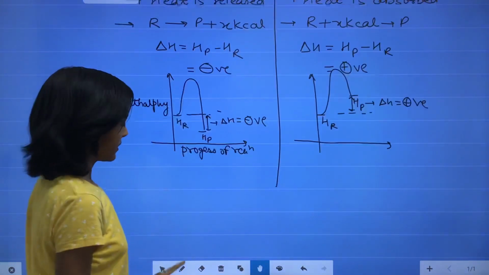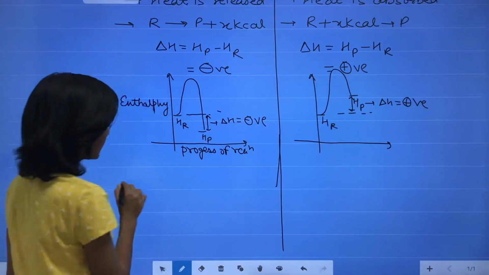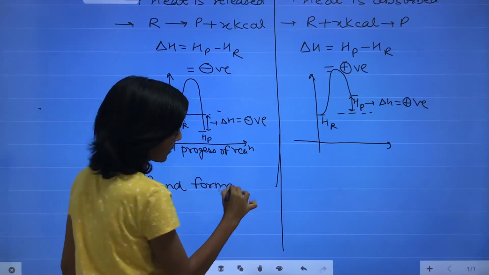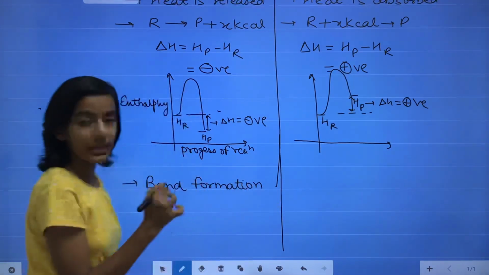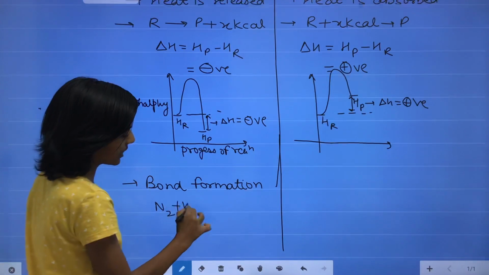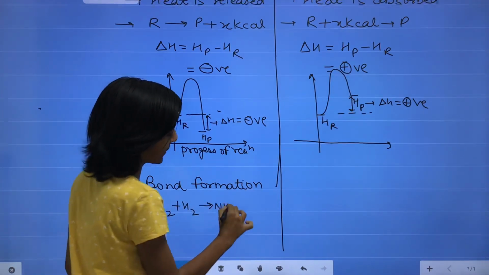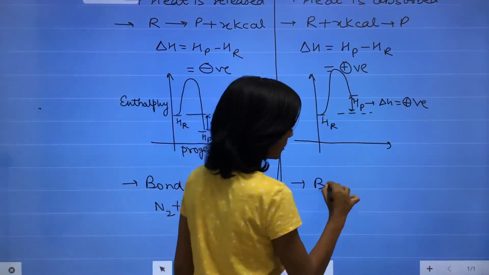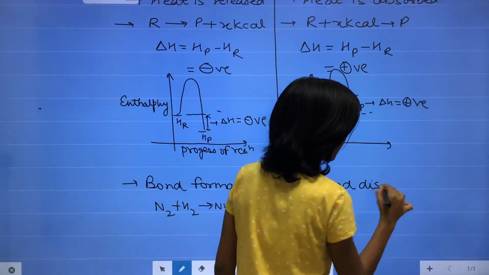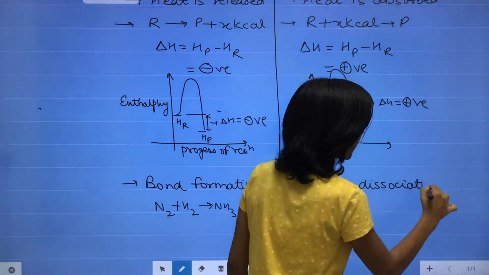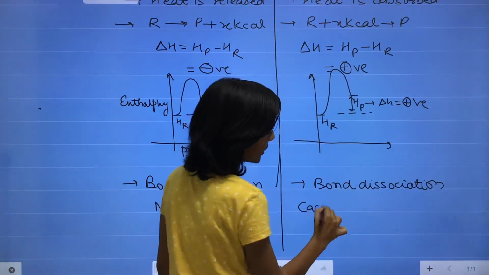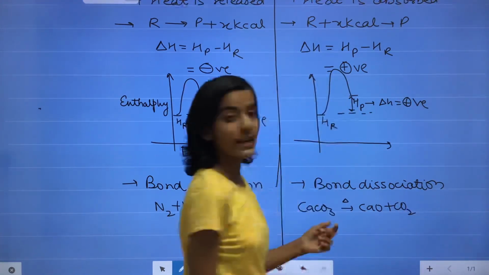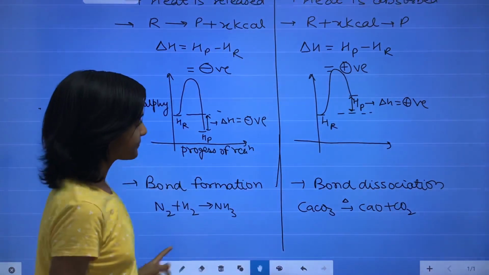And in an exothermic reaction generally there is bond formation. Example, when nitrogen reacts with hydrogen, it forms ammonia. So there is bond formation. And in an endothermic reaction there is bond dissociation. Example, when calcium carbonate is heated, it gives CaO and CO2. So there is bond dissociation.